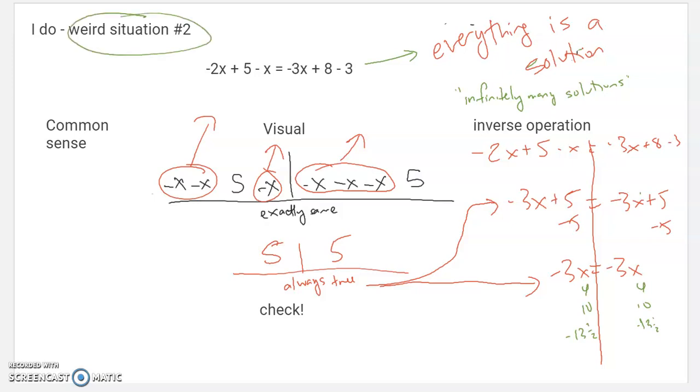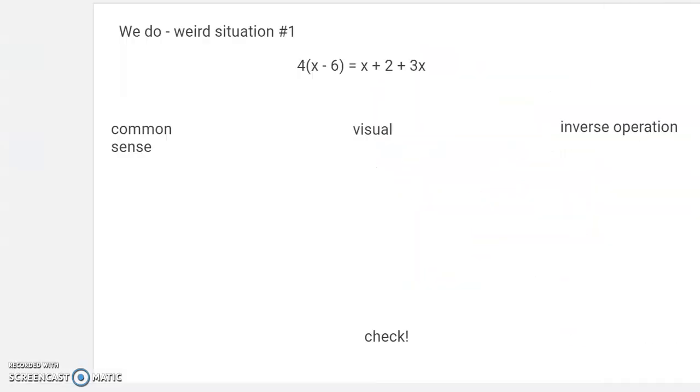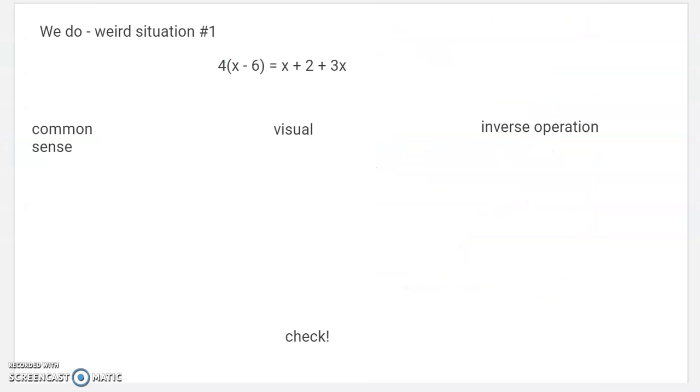Let me give you an example of each to write down. So let's start with one. I want you to put this in the title before you pause. Let's start with weird situation number 1, which is no possible solution. So go ahead and even include this in your explanation of this. Go ahead and pause and unpause when you're ready to write this down.